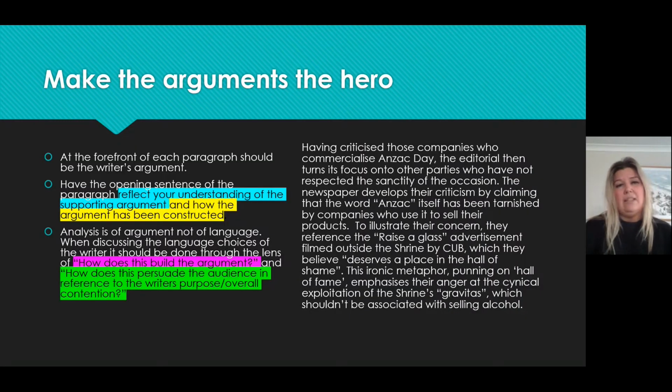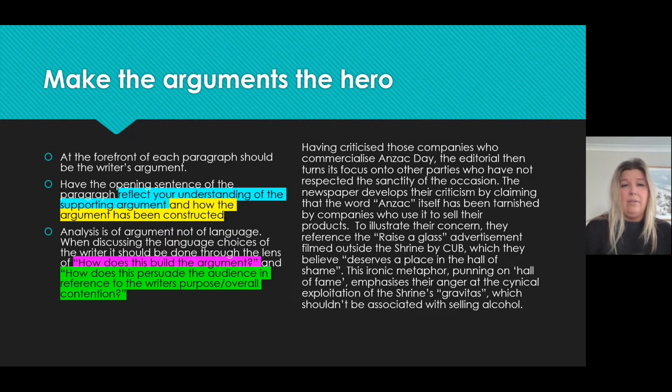You must make the arguments the hero if you are trying to get the 10 out of 10 for this area of study. At the forefront of each paragraph should be the writer's argument, but that is not enough just to write that sentence. Your analysis of the argument is so important. When you discuss the language choices of the writer, it should be done through the lens of how does this build the argument? How does this persuade the audience to believe the writer's overall contention?